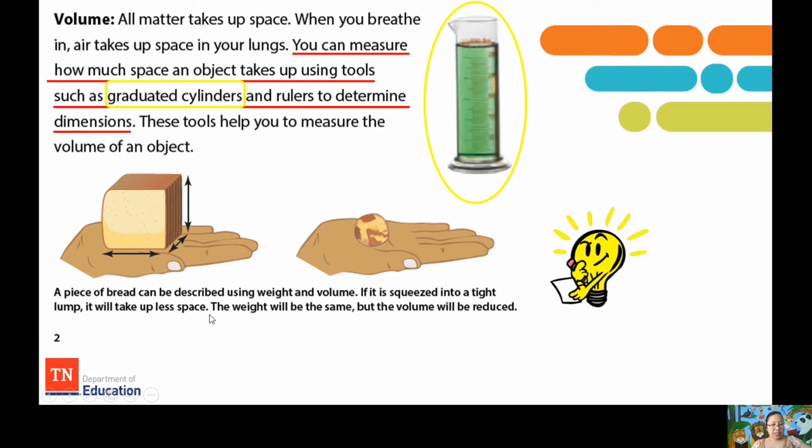So let's look at this diagram at the bottom. What does it say? A piece of bread can be described using weight and volume. If it is squeezed into a tight lump, it will take up less space. The weight will be the same, but the volume will be reduced. You can see here are the dimensions, where the arrows are. That's where I would measure if I had a ruler. And as you see, it's got squished down to a ball. But I haven't taken any of the bread away. It's still the same amount of bread. So it has the same mass, even though it's a different shape.